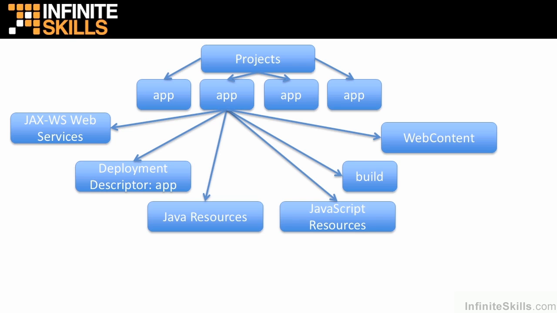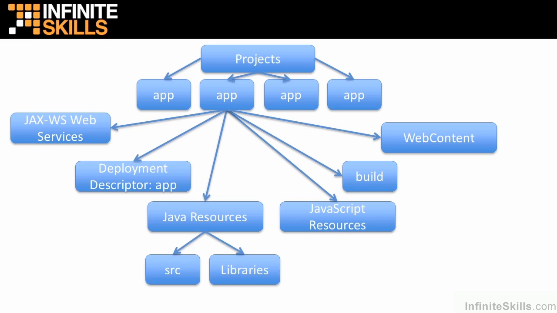We also have our resources folder for Java. We'll come back to that in a moment. JavaScript resources, we might put some JavaScript things in there. Build, we might put some jars or manually configure a build path there. Web content, of course, is going to be our main project directory for our views, our files, HTMLs, and things like that. We'll see that in a moment as well.